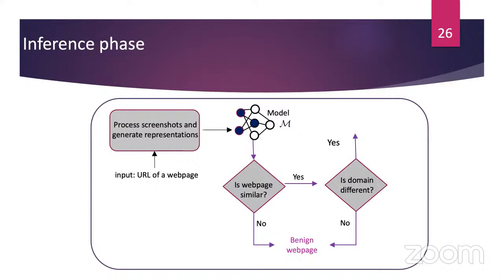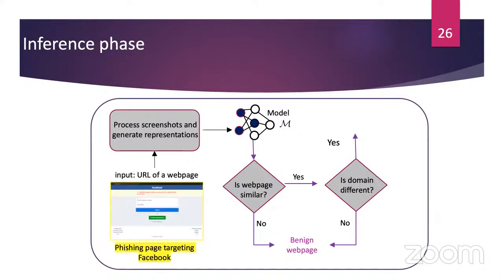In the inference phase, what you do is you take a URL of a web page. Let's say we look at the same page, the one that targeted Facebook, and then again process the screenshot and extract the logos from that. Once you do that, you send it to the model, and the model will say whether the logo, or the representation here, looks similar to what you have in the database. And if that's a yes, and the domain is different, then you can say that it is a phishing web page.